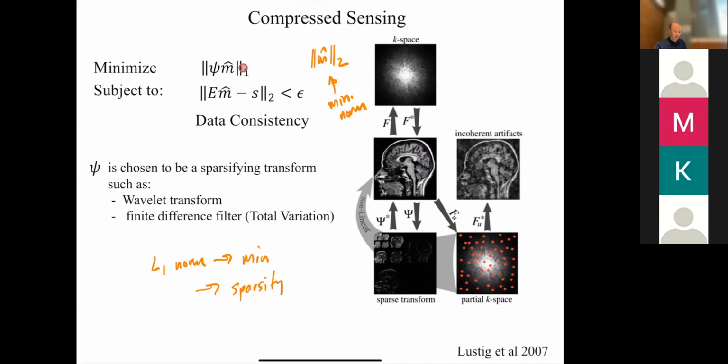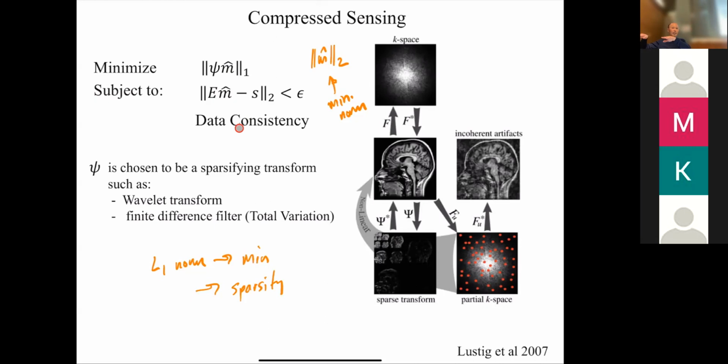Here phi is chosen to be a sparsifying transform. I want to find some transform that takes M hat and puts it in a domain where, if it's actually a biological image, it will tend to have a few non-zero coefficients, and a lot of the coefficients will just be noise.